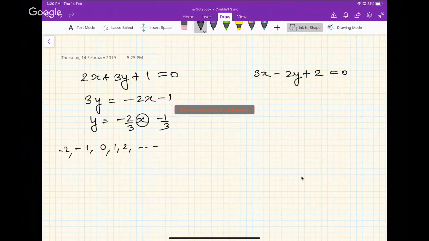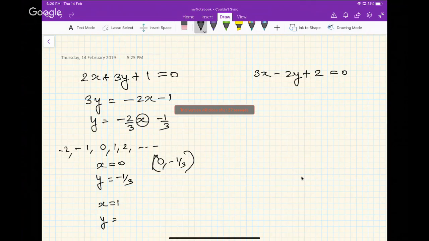So let's say if you get 2 points x and y. If you put x equals 0 here, what will you get? You will get y equals negative 1 by 3. So hence the first ordered pair is 0 and minus 1 by 3. And simply if you put x equals 1, then y equals minus 2 by 3 minus 1 by 3, which is minus 1. So another point is 1 comma minus 1.